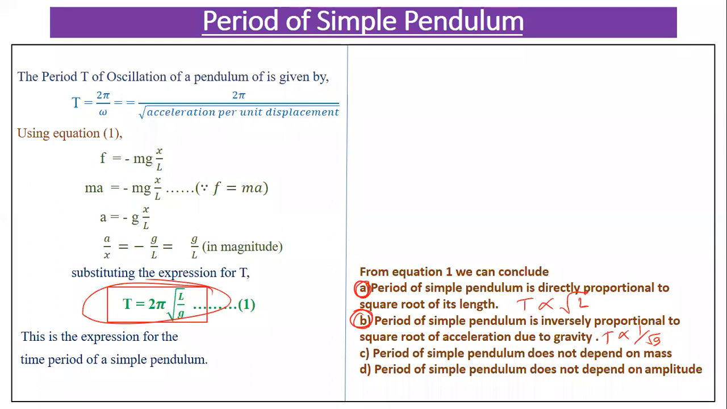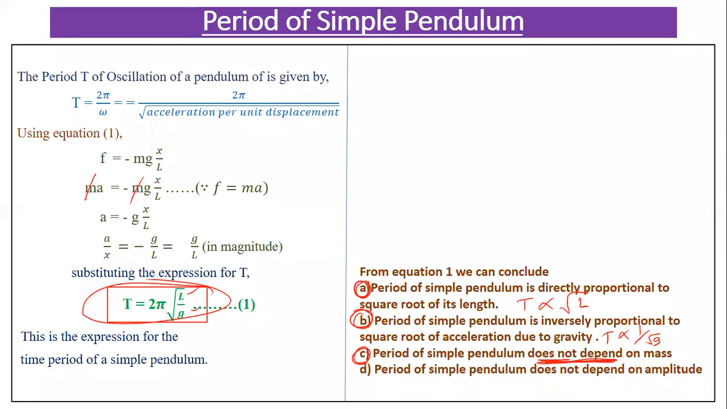Now the third one: by the formula we can write that the period of a simple pendulum does not depend on mass. You can see here the period depends on L and g only. The mass term gets cancelled here. So the period depends on L and g, not on the mass. So the third point we have written is that period is independent of mass.